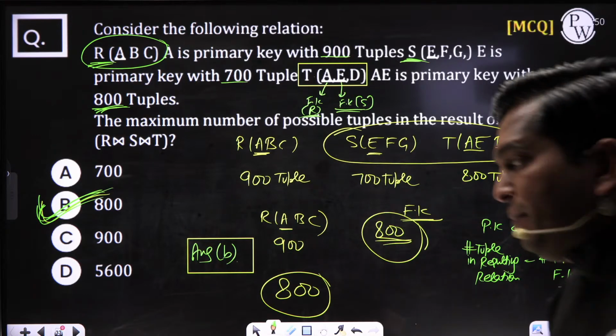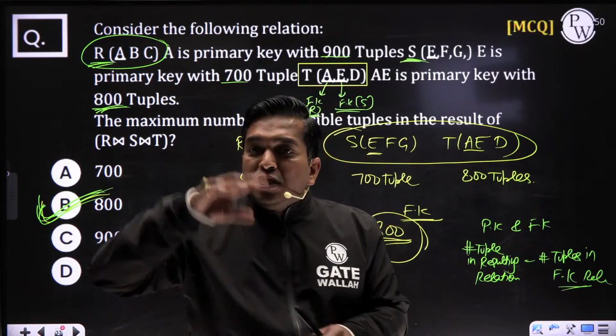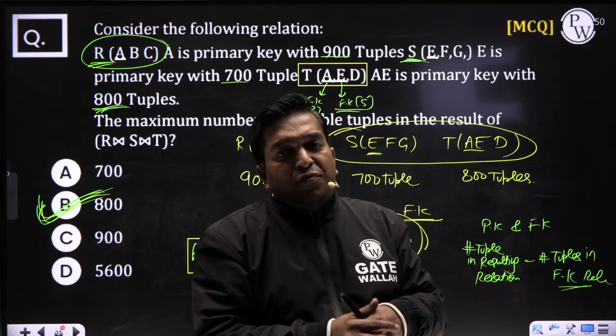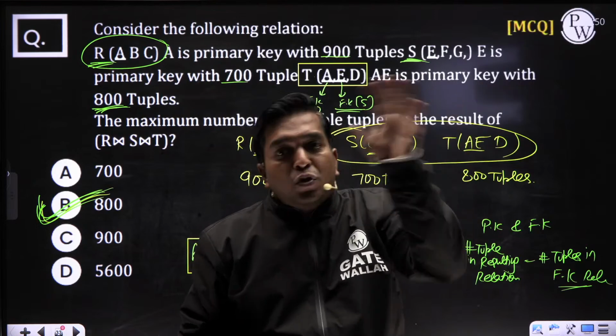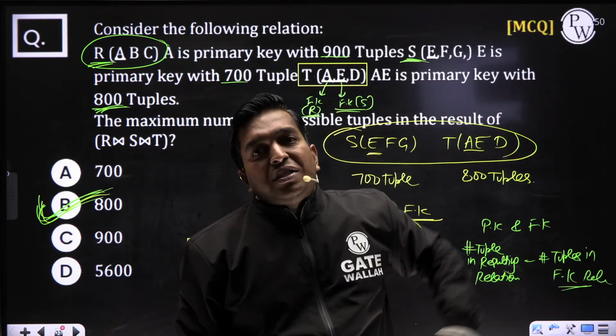Yes, a foreign key may have duplicate values, but whatever duplicates are present must be present in the primary key. Let's suppose in the primary key you have 4 tuples: 1, 2, 3, 4. In the foreign key you may have 1, 2, 3, 4, 1, 2, 3, 4, 1, 2, 3, 4. But whenever you do the join, 1 is present, so the maximum join is whatever is present in the foreign key.